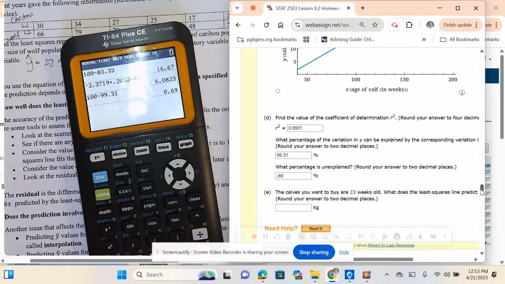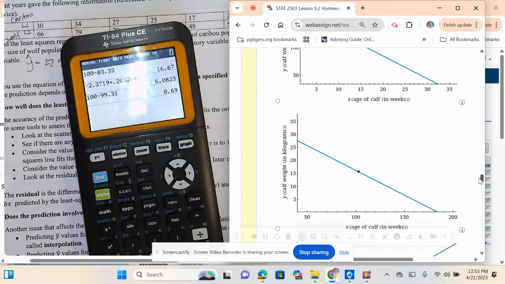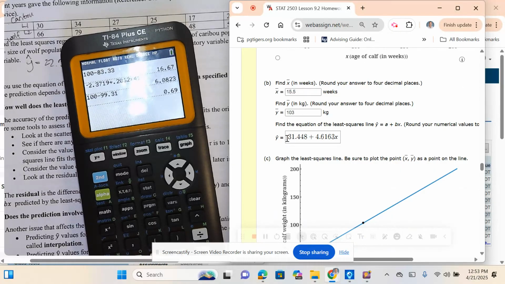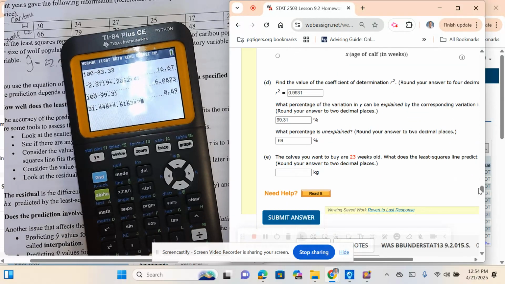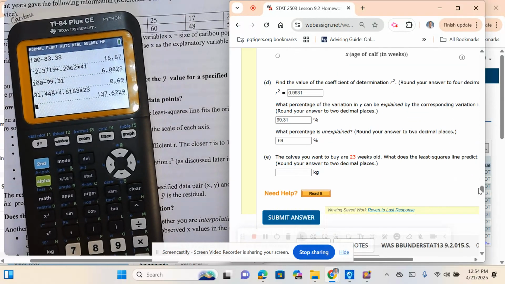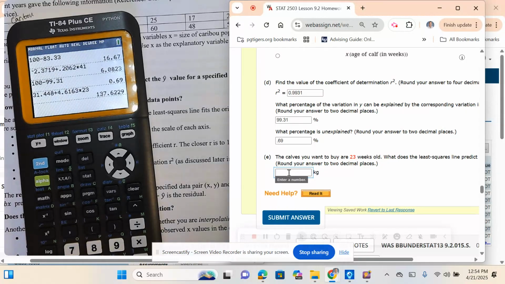Okay, now for part E, I'm going to use my equation to make a prediction. The calves you want to buy are 23 weeks old, so 23 weeks old, that's an X. What does it predict about the weight? So I'm going to go back up here to my equation and plug in 23 for X. So 31.448 plus 4.6163 times 23. And they want me to round to two spots, so 137.62.